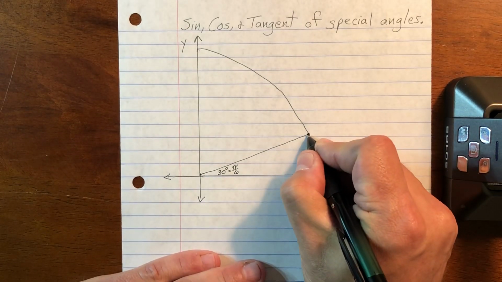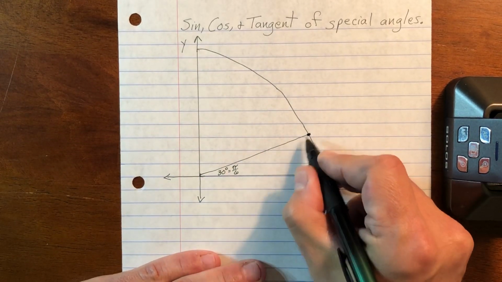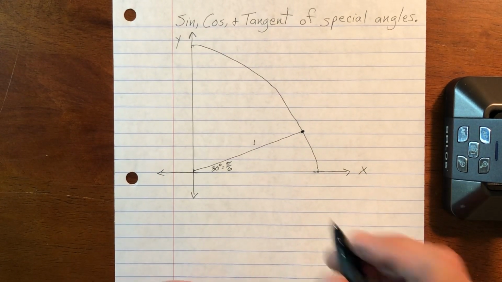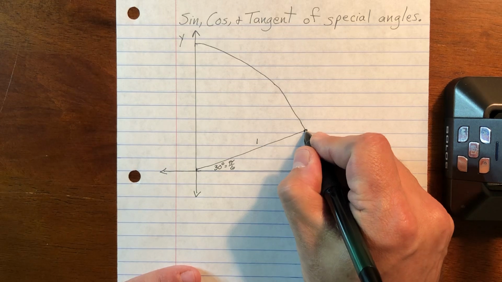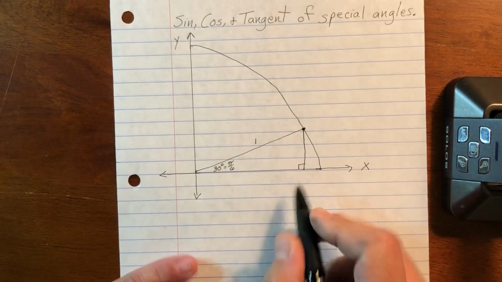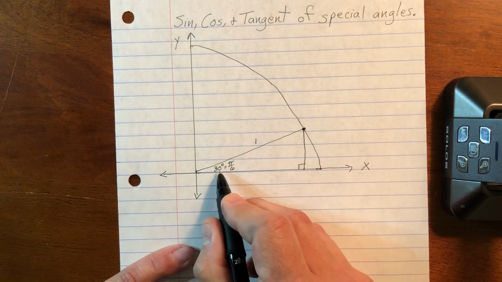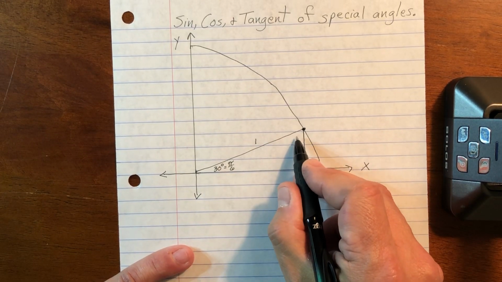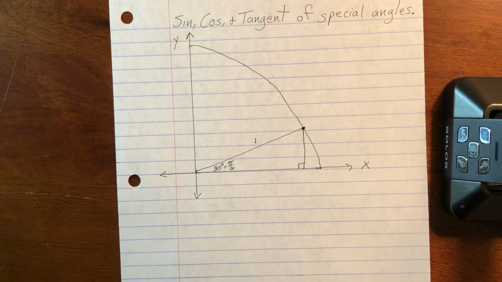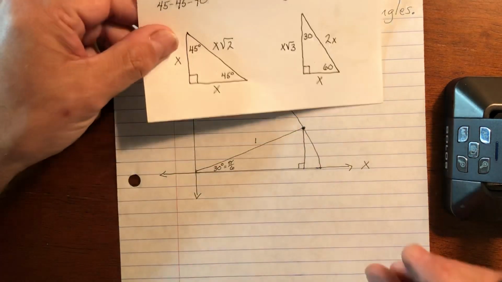This point right here, the distance from here to here would be 1 because this is a unit circle. If I were to drop down an altitude right here, a right angle, just like that, if this angle was 90 and this angle was 30, then what would this angle have to be? That's right, it's 60. And therefore, we can use the 30-60-90 triangle just like we did the other day.